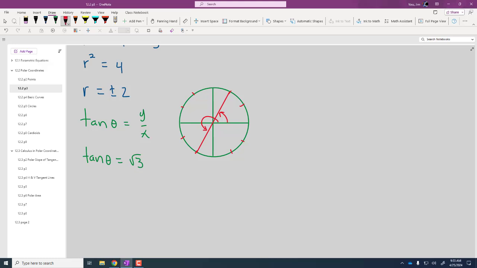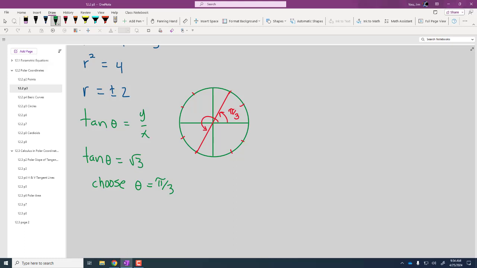So remember that tangent is the same as slope. So the slope of this line is root 3. And the natural choice for theta would be this pi over 3 angle right here. That would be the natural choice. You could use the other one, which is what? 1 pi over 3, 2 pi over 3, 3 pi over 3, 4 pi over 3. So you could use 4 pi over 3 and then a negative r value to do either of those. Okay, so we're going to choose theta to be pi over 3.